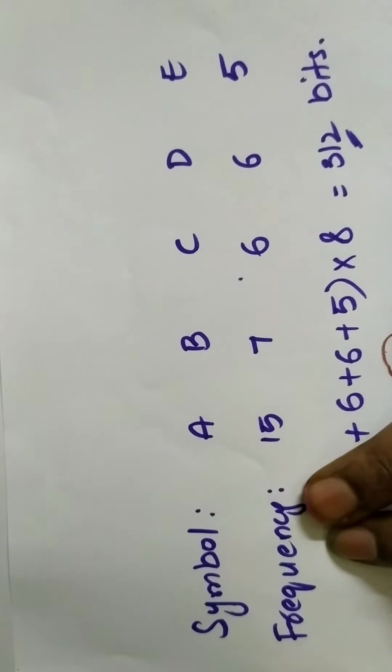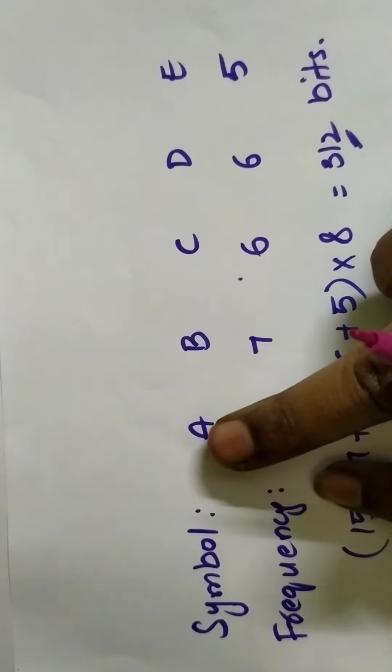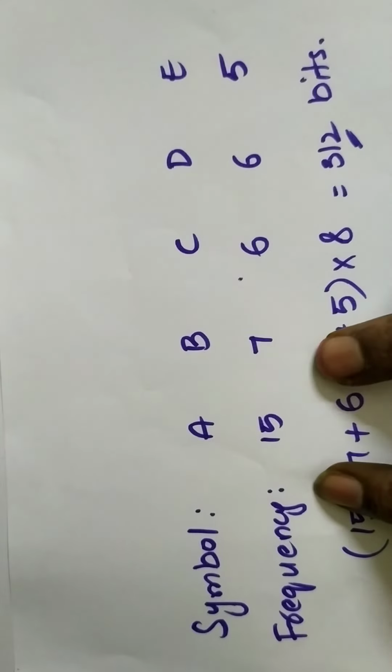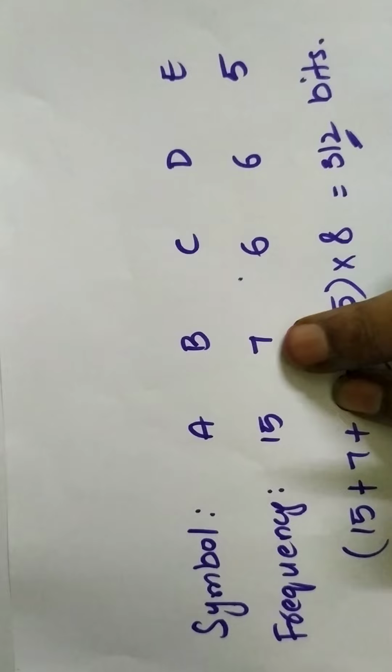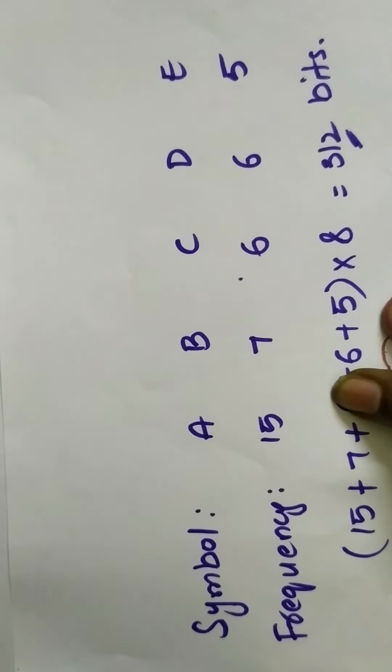What is this frequency? The term frequency refers to how many times a character is appearing in the message. That is the frequency of A. Suppose B's frequency is 7 here, so in the given message, B is appearing 7 times. C is appearing 6 times, and so on. So frequency is the number of times that a character is appearing in the given text or message.